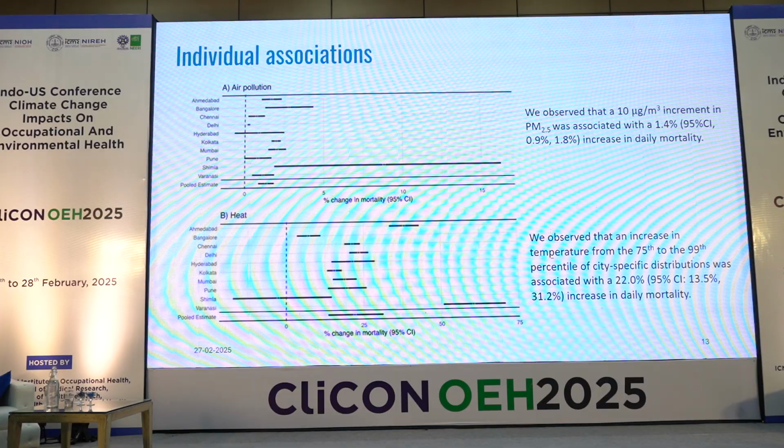We observed that every 10 microgram per cubic meter increment in PM 2.5 was associated with a 1.4% increase in daily mortality, and 40% of this mortality, I would say, is cardiovascular disease. With regard to temperature, we observed that an increase in temperature from the 75th to 99th percentile of city-specific distribution was associated with a 22% increase in daily mortality. So with temperature, it's even stronger, because any rise in temperature, if you don't have the wherewithal to get acclimatized or respond to it, the mortality rates are likely to be higher.